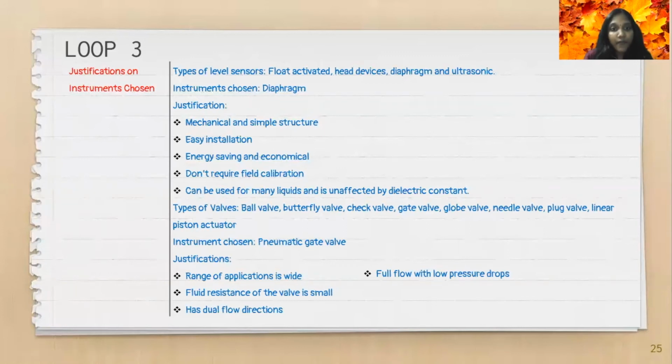And for the type of valves, there are different types of valves. From among the valves, we have chosen the pneumatic gate valve because it has a wide range of applications, which is why the fluid resistance of the valve is small. It has dual flow directions and it is full flow with low pressure drops.